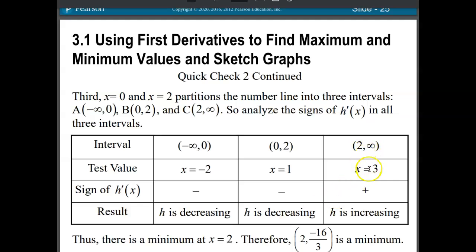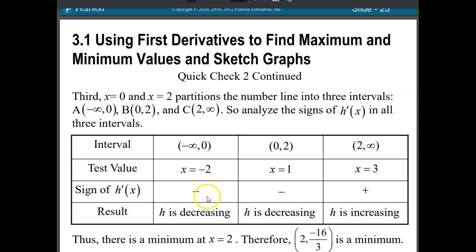And then from 2 to infinity, choose a number in that space. They've chosen 3. Plug that 3 into the first derivative, h prime. You get a positive result, so that means that the function h is increasing. So it decreases, then it continues to decrease, even on the other side of that 0 that was a critical point, and then it turns around to increase.